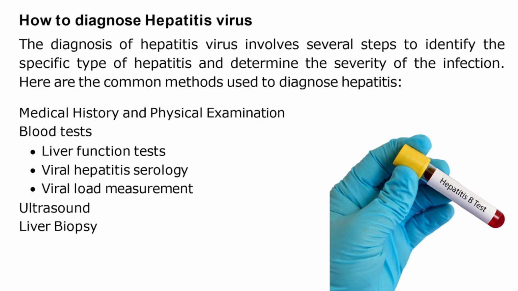The diagnosis of the hepatitis virus involves several steps to identify the specific type of hepatitis and determine the severity of the infection. Here are some common methods used to diagnose hepatitis: medical history and physical examination, and blood tests. There are three blood tests which are going to be mentioned. The first one is the liver function test, also known as the LFT.